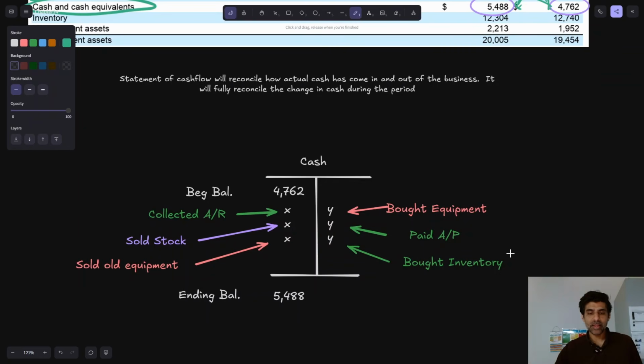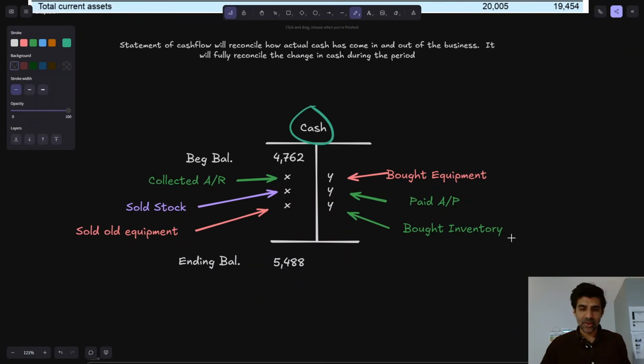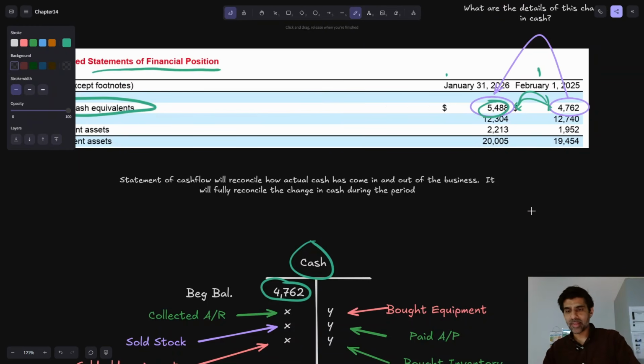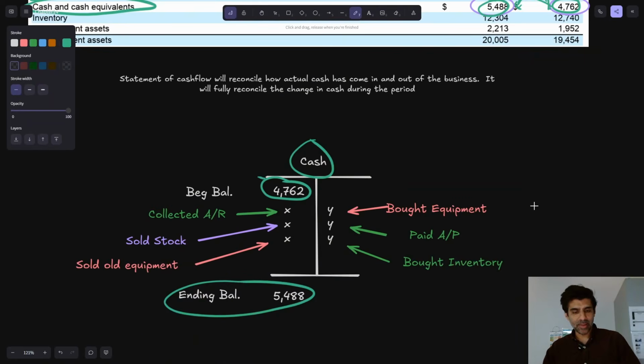Now, what does this mean? It's basically reconciling this T account. Okay, so I kind of lined this up. This is the starting balance. So this is the beginning balance, and this is the ending balance in cash. We're only seeing the beginning balance and ending balance here, but throughout the period you had a bunch of stuff happening to cash.